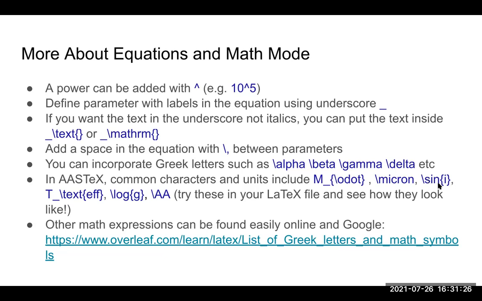And if you want to use sine, there's a command: backslash sin, and say sin of some parameter, say sin theta, you can still use it. And there's an example when you want to incorporate text: you just use T underscore text, for effective temperature, for example, and surface gravity, log with a G. And this backslash double A is the angstrom.